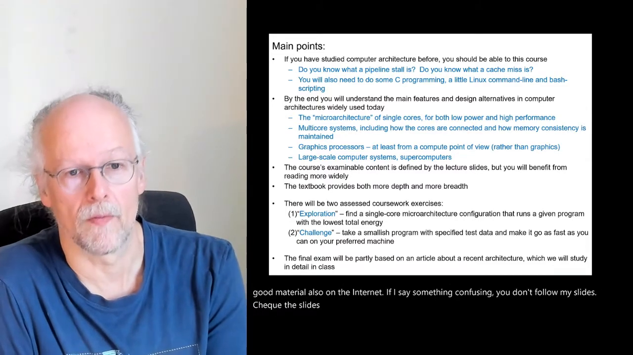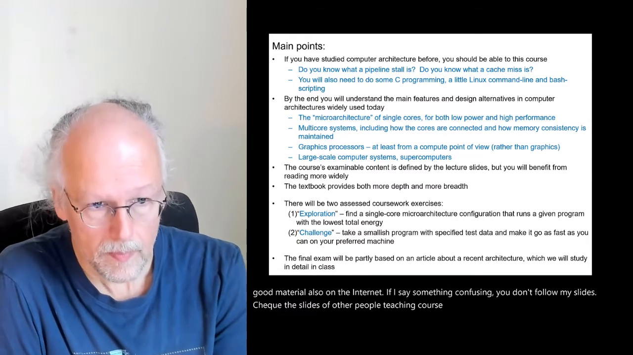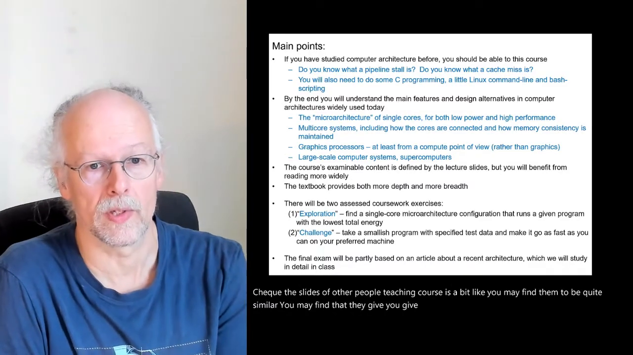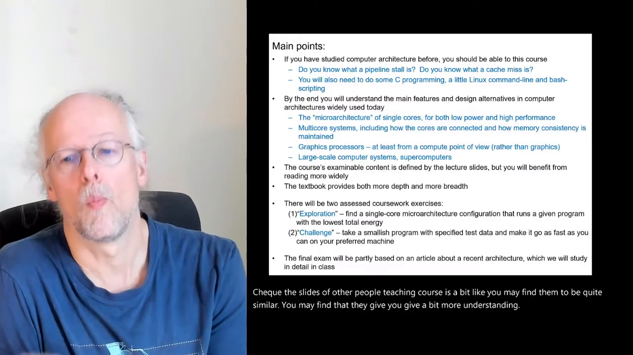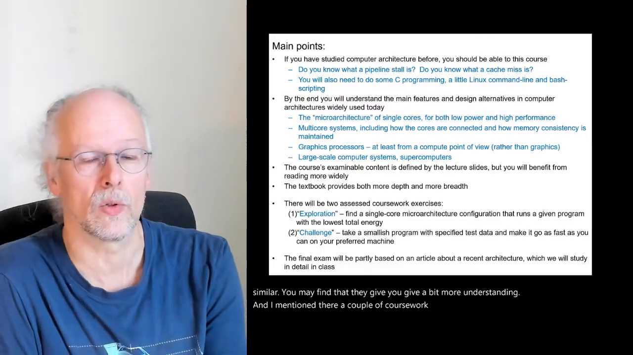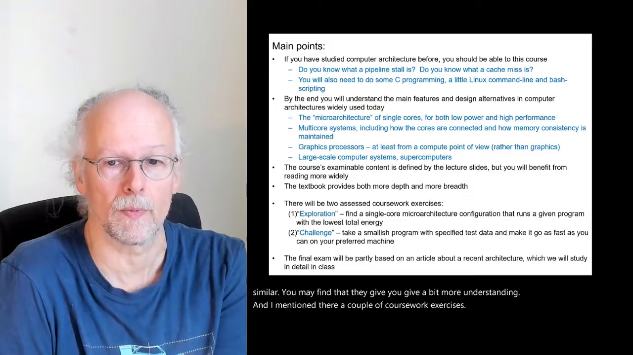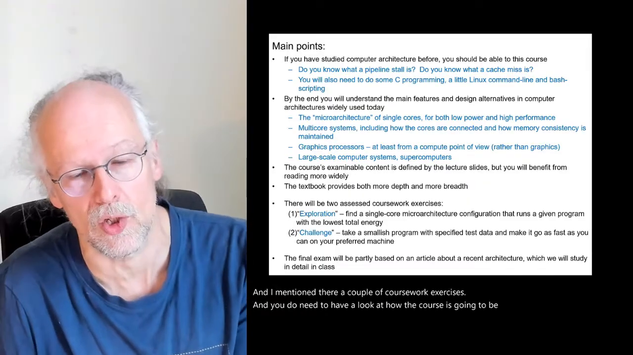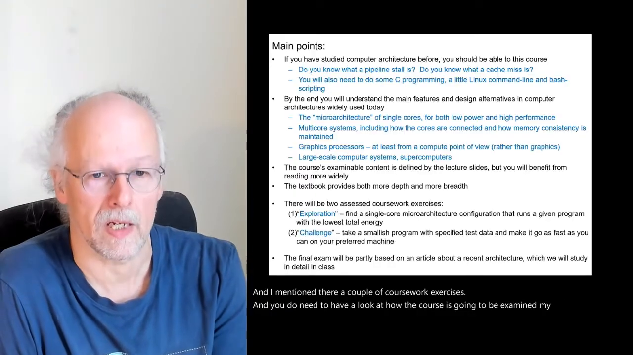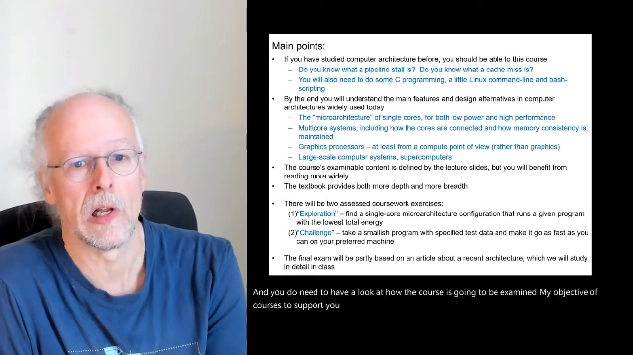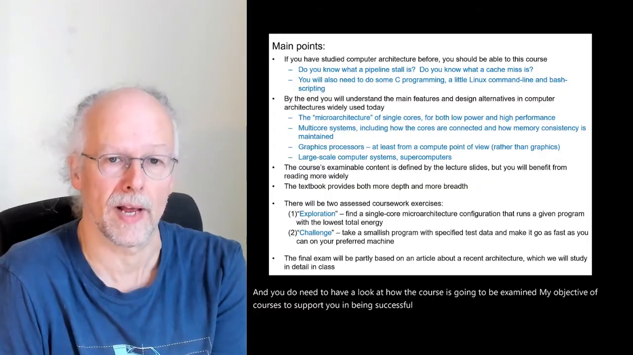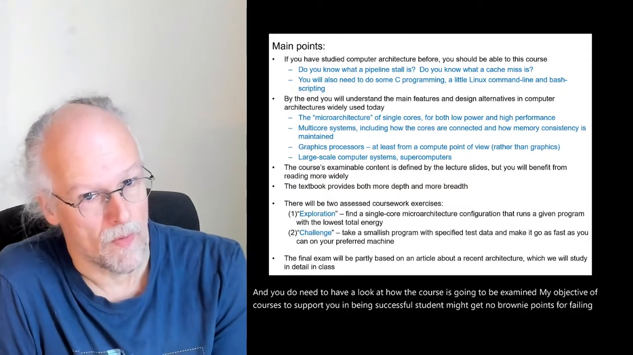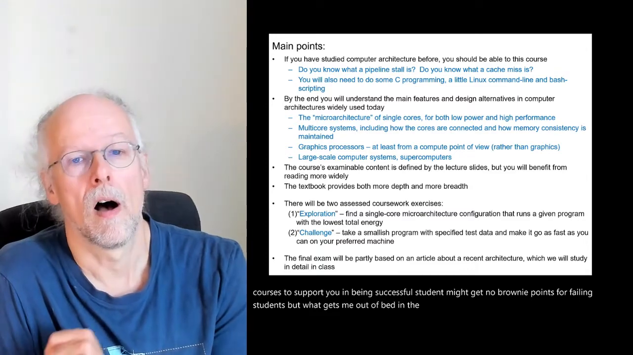And I mentioned there are a couple of coursework exercises, and you do need to have a look at how the course is going to be examined. My objective, of course, is to support you in being a successful student. I get no brownie points for failing students, but what gets me out of bed in the morning is when you learn exciting, interesting things. With that, thank you very much. I hope very much that you choose my course.